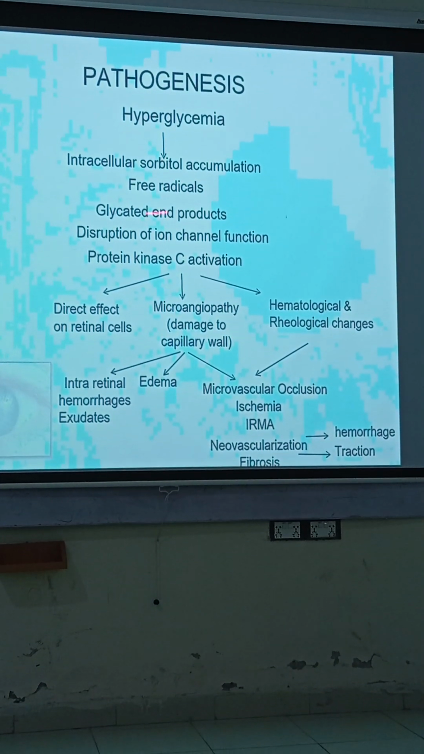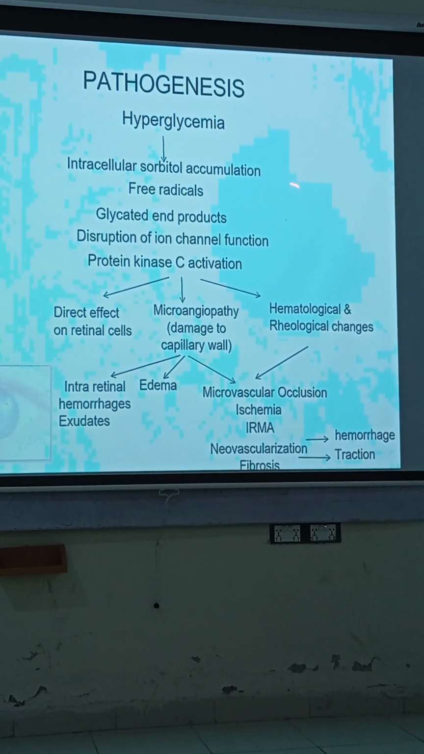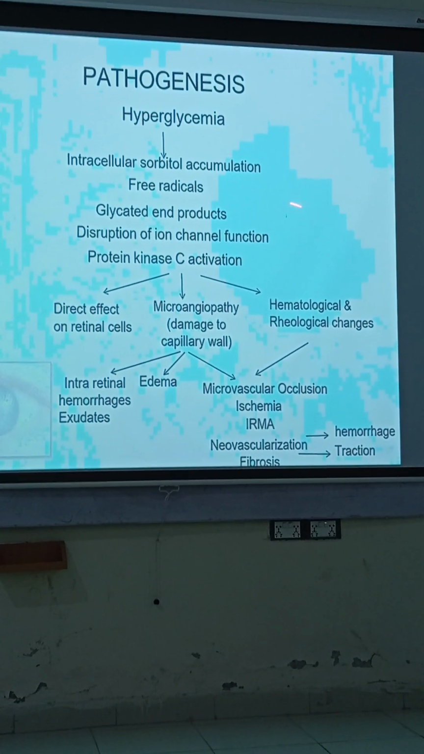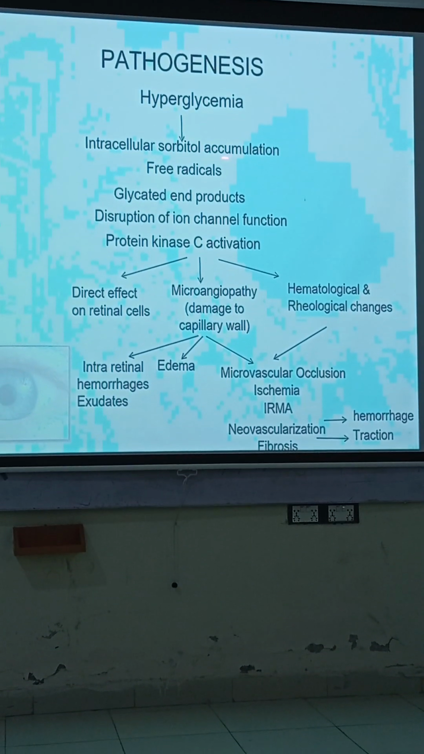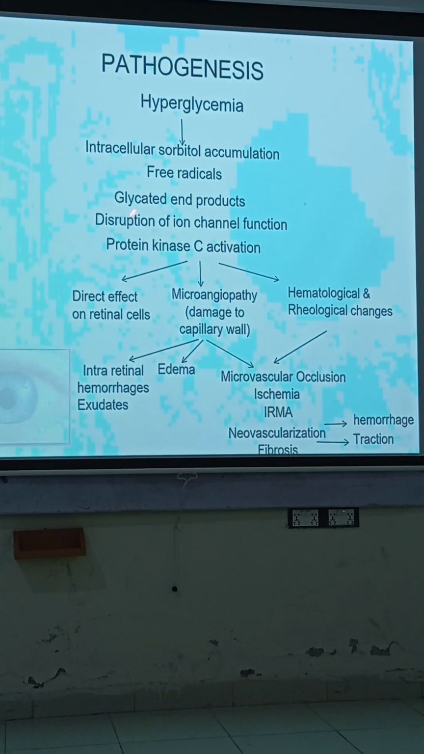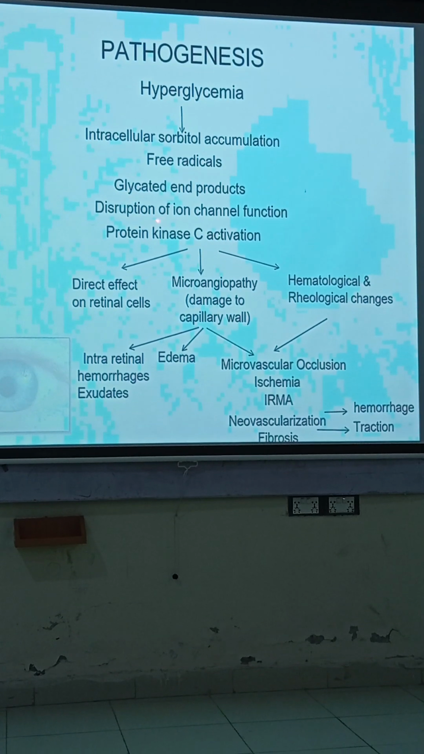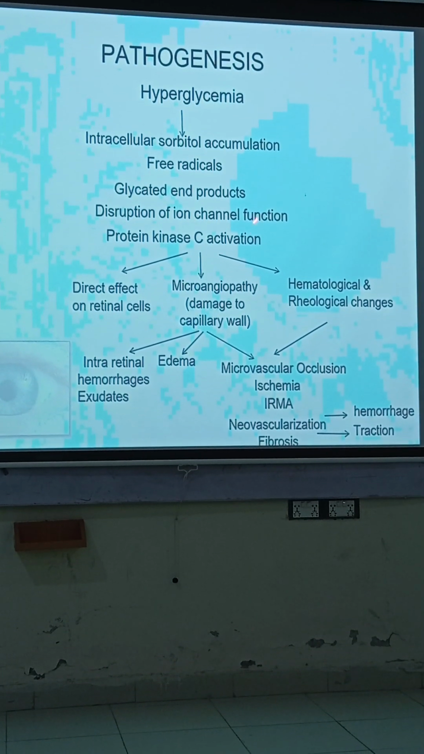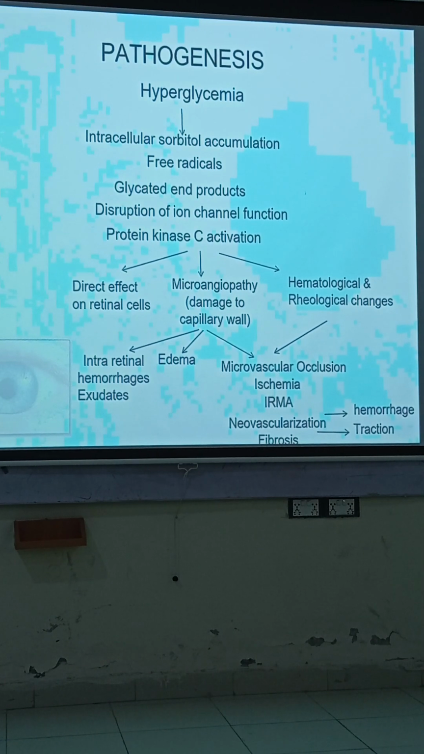The first symptom and sign is hyperglycemia. After hyperglycemia, there is intracellular sorbitol accumulation for free radicals. I hope you people know these things from pathology. Then it causes the accumulation of glycated end products, disruption of ion channel function, and protein kinase C activation.